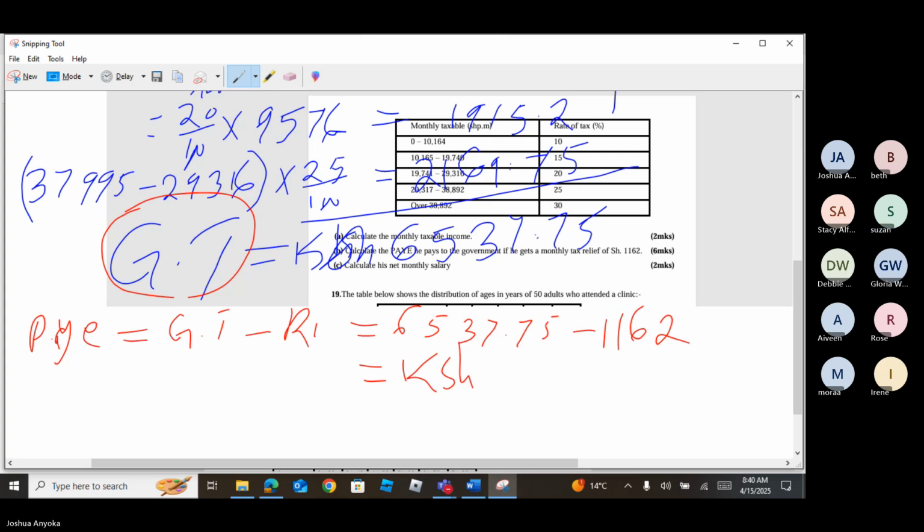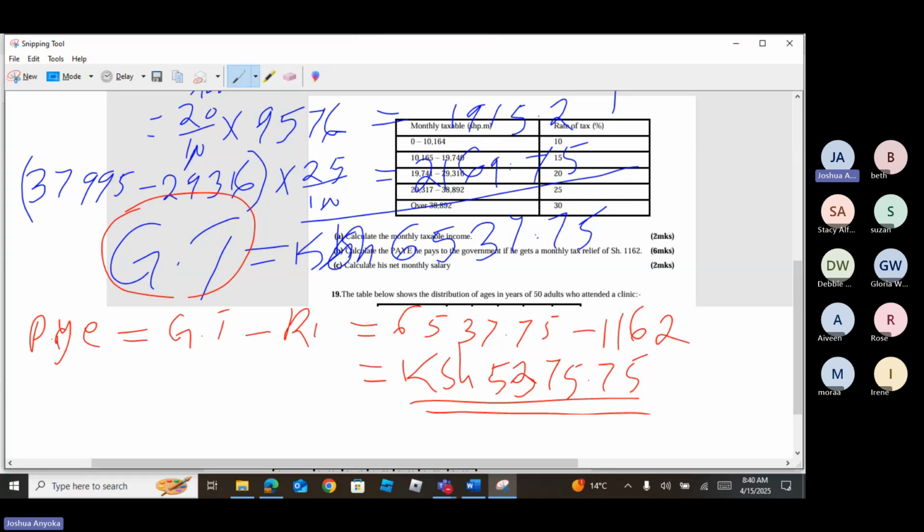5375.75. That is our payee. So you have to be very, very calculative how you find the payee. It is 53. See 52. 53, good. So that's the process of doing taxation.